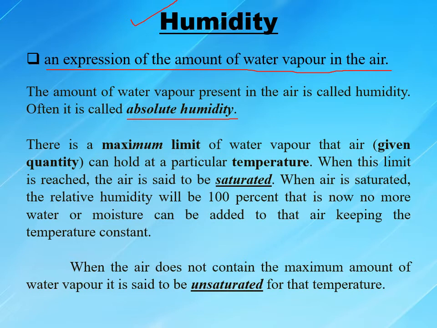The maximum limit of water vapor that air can hold for a particular temperature is called its saturated condition. That means at that particular temperature, the percentage or the amount of water vapor in that given amount of air is 100%. Now, when air is saturated, the humidity will be 100%. That is, no more water vapor or moisture can be added to that particular volume of air.